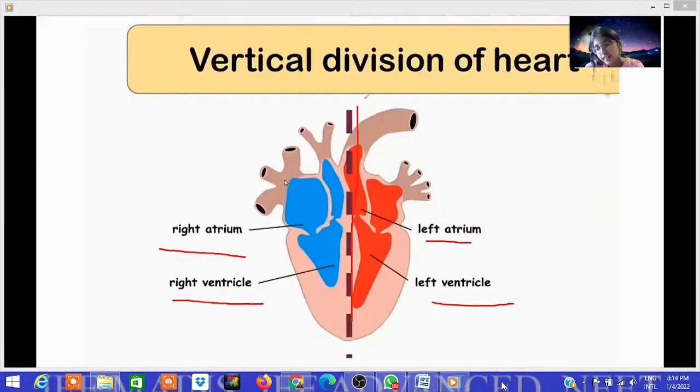So if you cut a heart vertically like this, then you can see the right atrium, right ventricle, left atrium and left ventricle. Or you can say right auricle, right ventricle, left auricle, left ventricle. Okay? Is that clear?